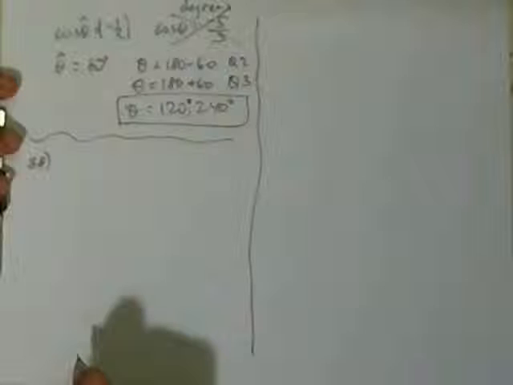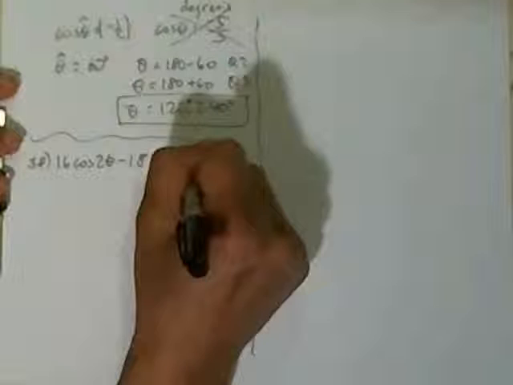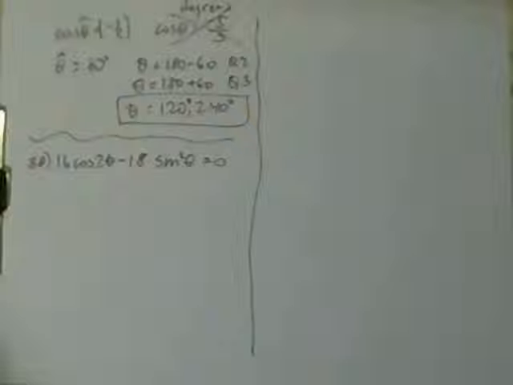Where's the question? 16. Cosine of 2 theta minus 18 sine squared of theta is equal to 0. Oh man, I'm at the 56 minute mark already. I'm going a little bit slow for you guys. Be persistent on these. If you have any questions, let me know. But it's already been close to an hour, so I want to try to finish it up as soon as possible. Okay.